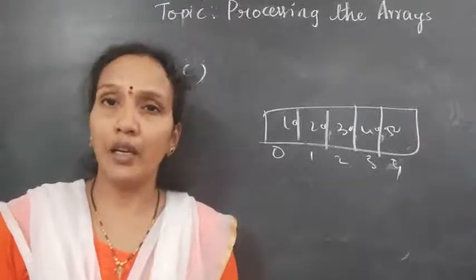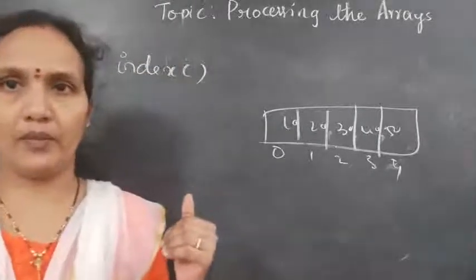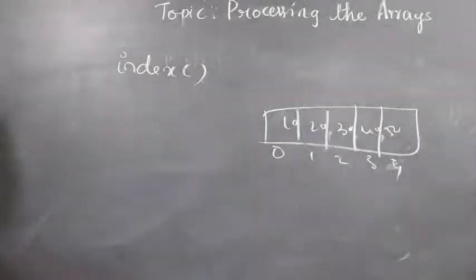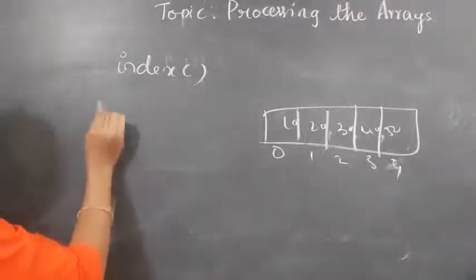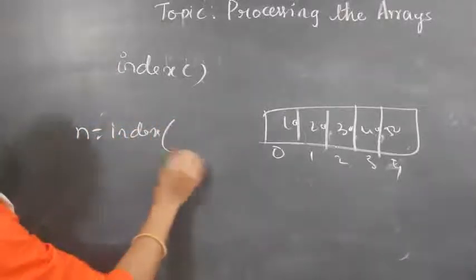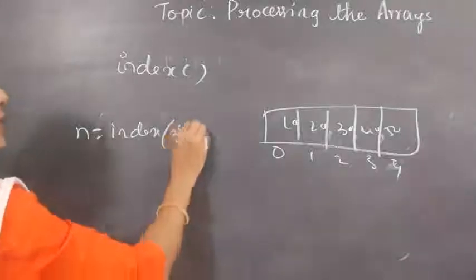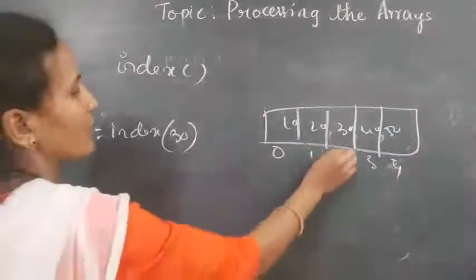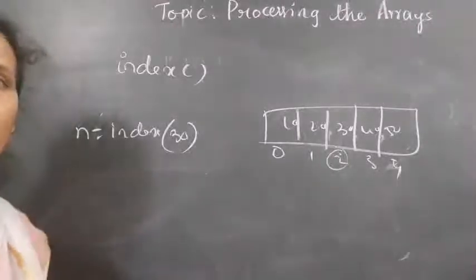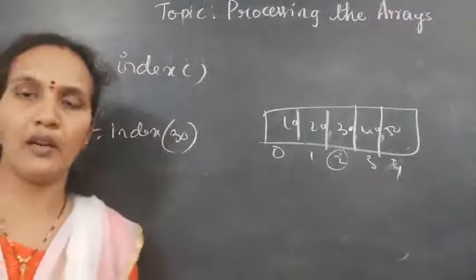Okay, then I will use the index method. Understood? What is the use of the index method? Index method is used to find the index position of a given element. See, example, index n equals to index 30. Then you will get output as 2 because the index of 30 is 2. You understand? So index method is used to give the position of an element.